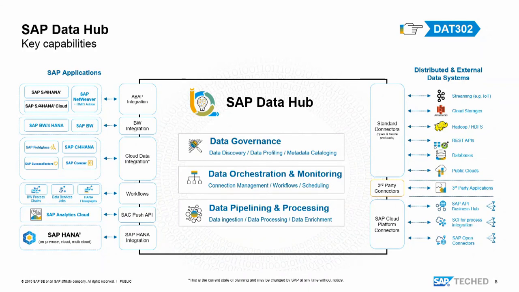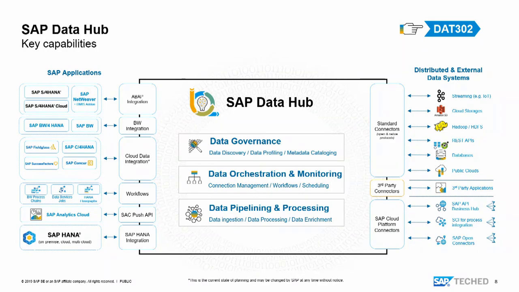some cloud solutions probably like Fieldglass or Employee Central and so on. And then on the right side, what is more like the external world for us: distributed systems, HDFS, the Hadoop ecosystem, some messaging technologies maybe like Kafka, which we see in more and more landscapes. But also cloud storages and third-party applications, maybe third-party databases, Oracle, MS SQL, and so on and so on.